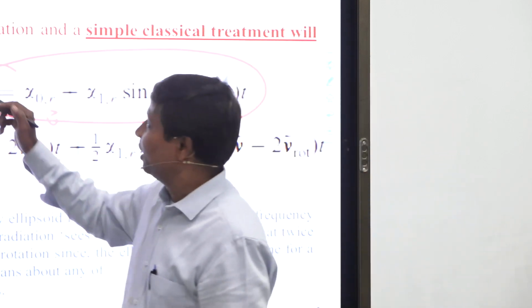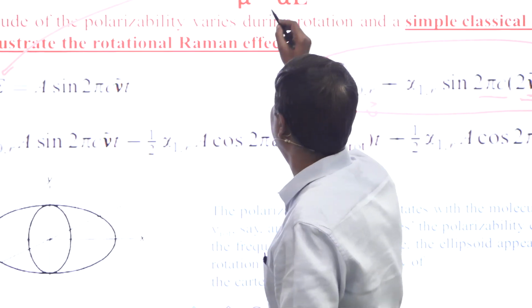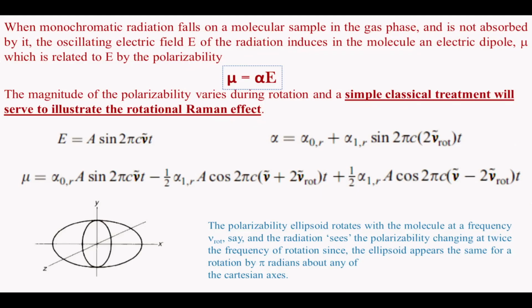Now, if you put this E and this alpha, these 2 expressions, and then simply elaborate, the 2 sine terms can be expanded in terms of cos A plus B and cos A minus B. Then you have 3 terms, because the first one with this one will be this one.